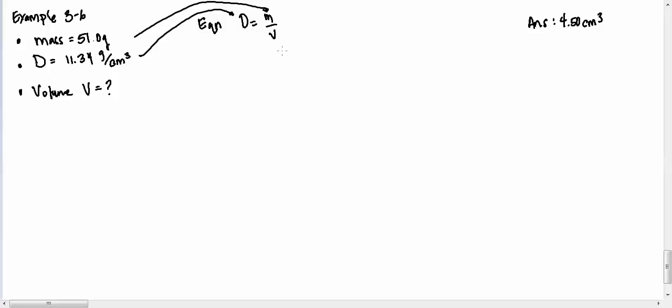So let's see, I want to solve for V. I want to get it all by itself. In order to isolate it, I'm going to need to solve for V and put it in the numerator, because it doesn't help me to solve for V and have it stuck in the denominator.